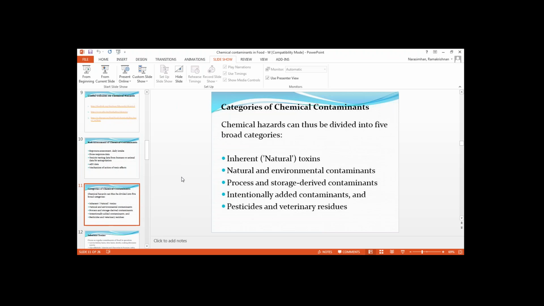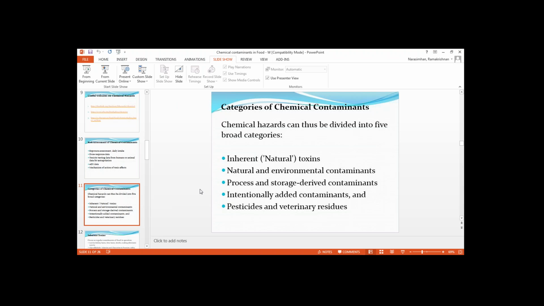Now let's look at the various categories of chemical contaminants. 99% of all toxins are naturally occurring, and you must know that all things are toxic at sufficiently high concentration. Many food raw materials contain chemicals which, if consumed in excess, might lead to health problems. We are all aware of that. Generally, cooking and processing can remove or inactivate many of these chemicals.